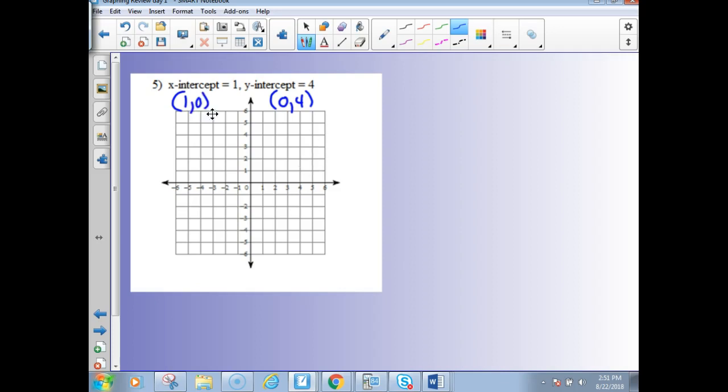Well, anyway, we go find those. 1, 0 would be here. 0, 4 is on the y-axis there. You could figure out the slope between them, which would be down 4, right 1, and then you could do it again. Down 4, right 1, down 4, right 1 gives you one more point on the graph. And draw your line.